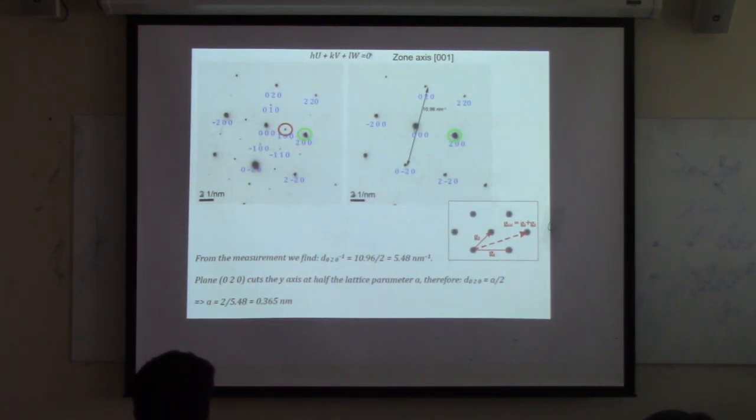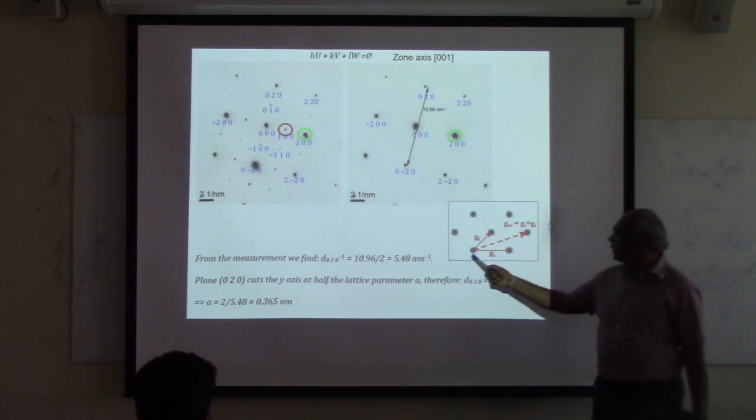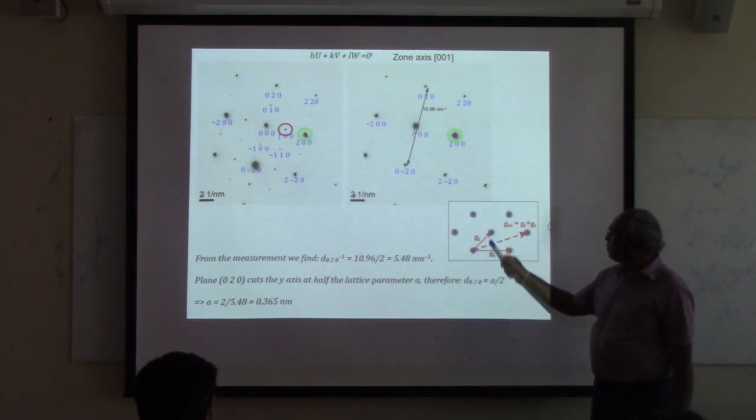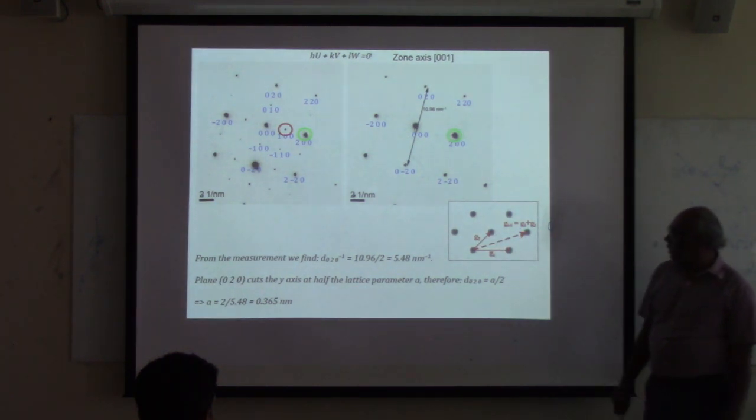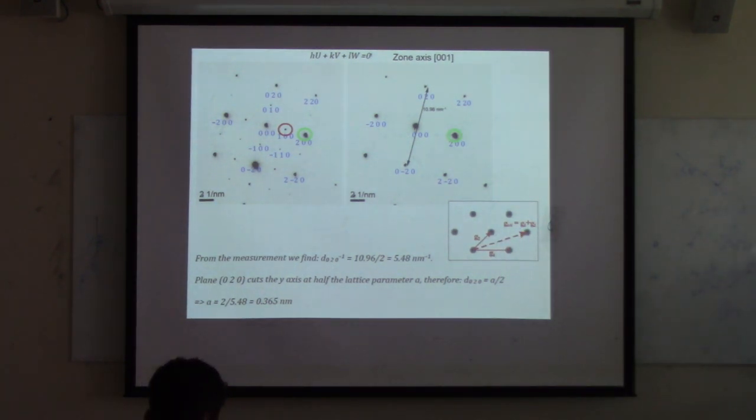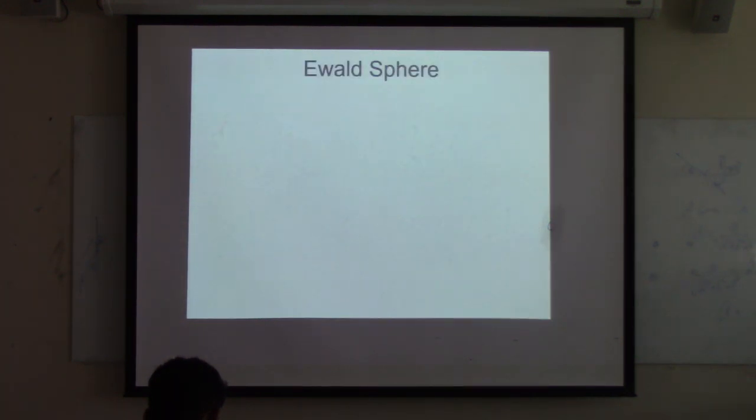So this is what I was trying to say. If you know your origin and you have these vectors, then you can add them to get all other points in the diffraction pattern. Is that clear?